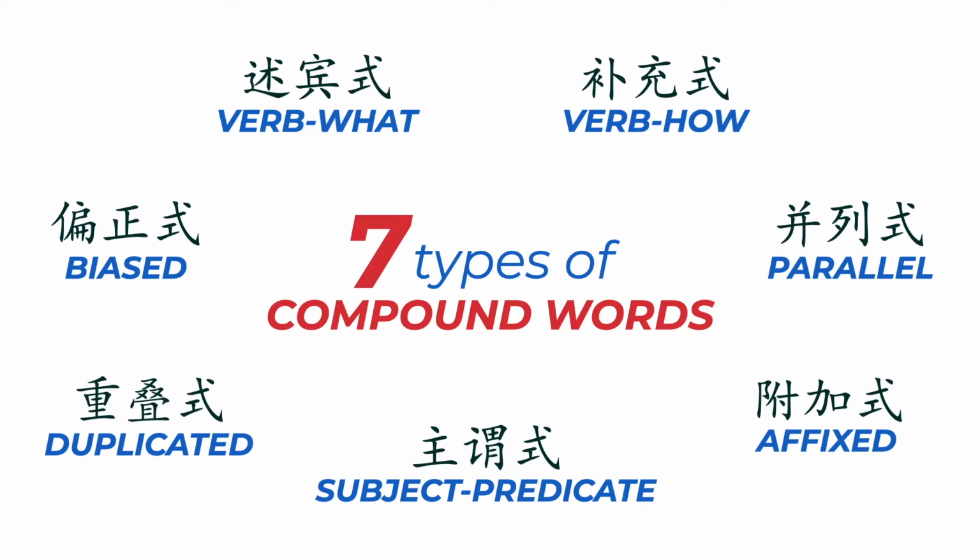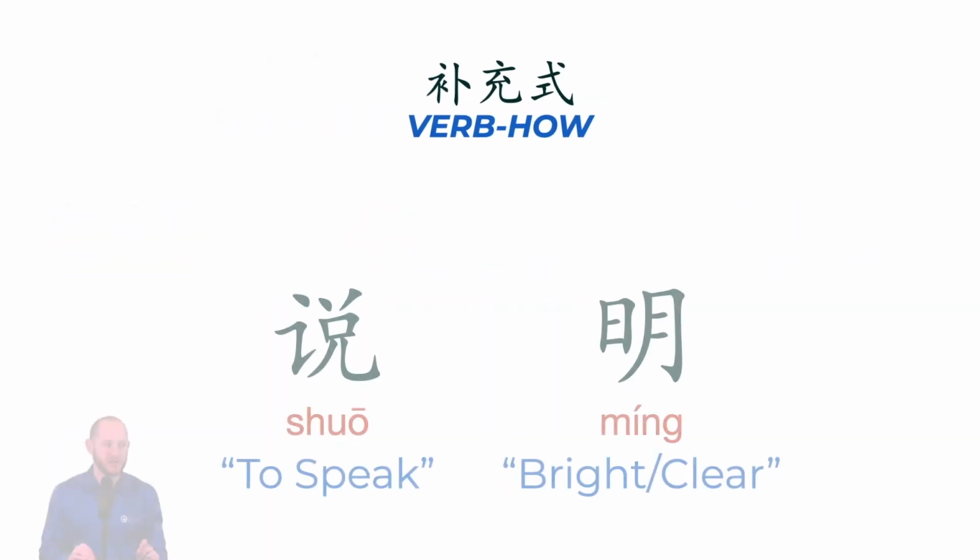Welcome to part 3 of Mandarin Blueprint series on Chinese word structure. Now, we've already covered the verb what structure in the previous video. That was words like 吃饭 or 睡觉 or 说话, where you have a verb first followed by some type of object or noun, and the question is, what is the verb doing to the noun?